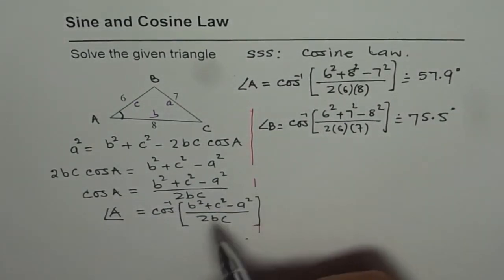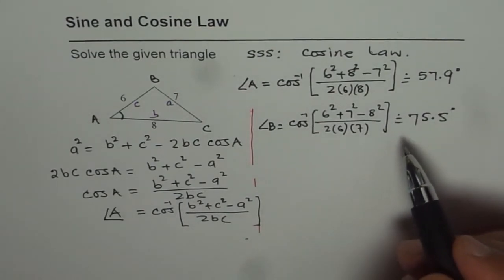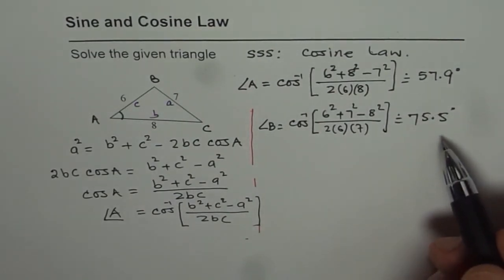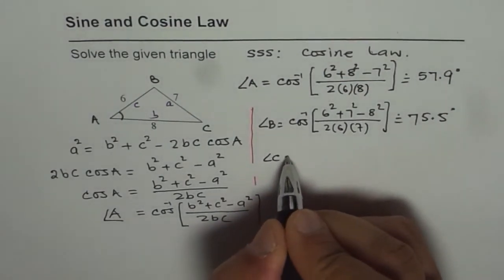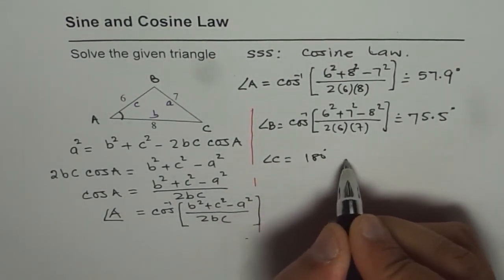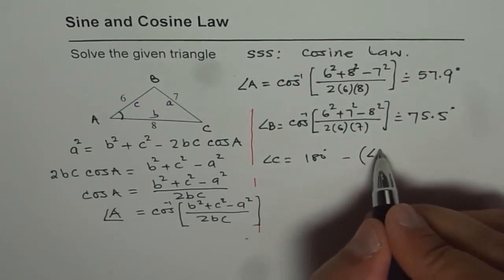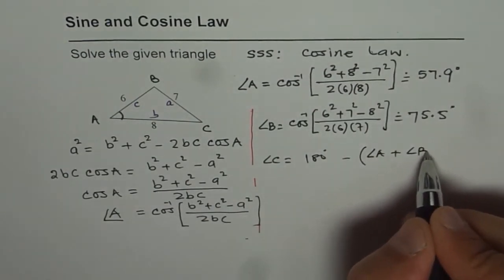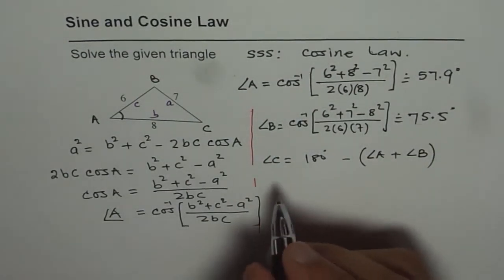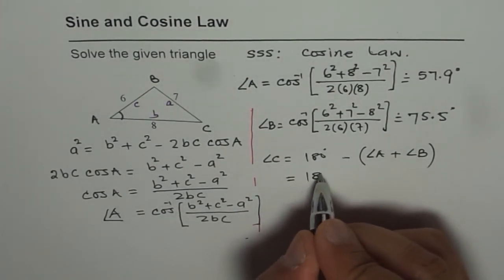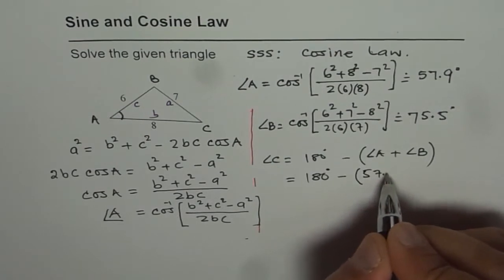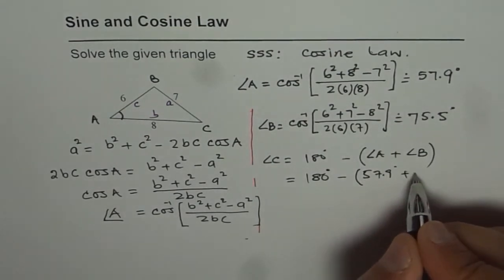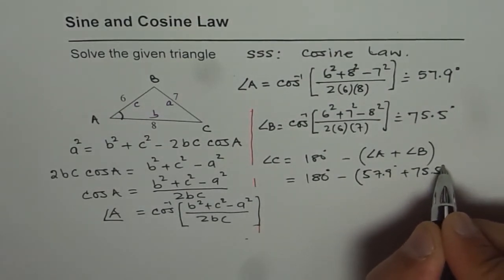Now to find C, well, you can again use the same formula and find it out. That's one option. But a better way is, angle C should be how much? It should be 180 degrees take away angle A plus angle B, right? Since the sum of the 3 angles is 180 degrees. So we can write this as 180 degrees take away 57.9 degrees plus 75.5 degrees, right?